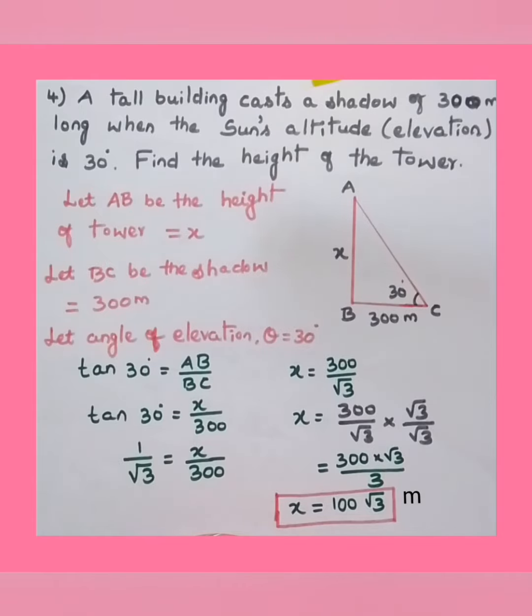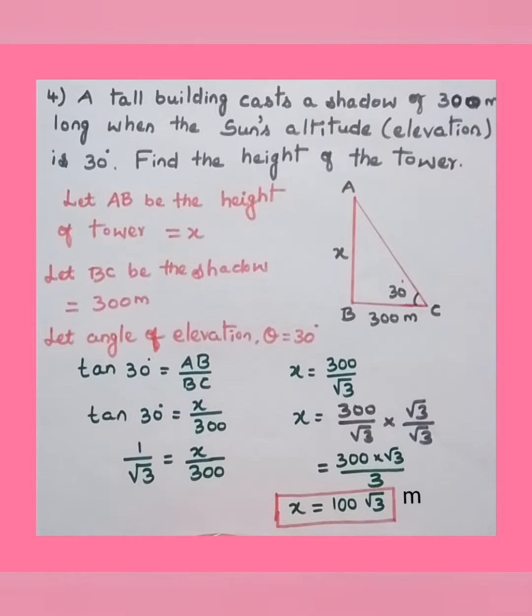A tall building casts a shadow of 300 meter long when the sun's altitude, that is elevation, is 30 degree. Find the height of the tower. Okay, elevation, underline, heights and distance is the concept. So draw the reference diagram. A tall building casts a shadow of 300 meters. So the building is tall, of course, and we have to find the height of the tower. So let the tall building height be x. Then the shadow is here at the base, that is 300 meter, and the angle of elevation is 30 degree.